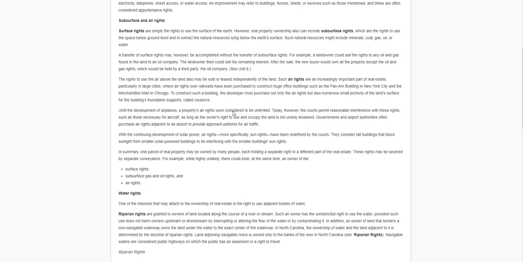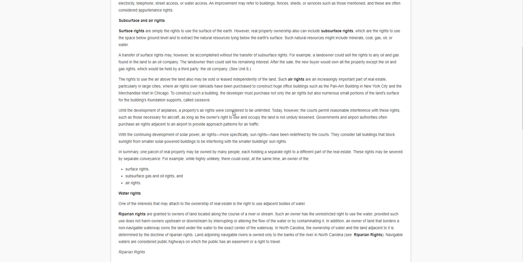So surface rights are simply the rights to use the surface of the earth. However, real property ownership also includes the subsurface rights. Those are the rights to use the space under the land below ground level, using that to extract natural resources lying below the earth's surface. Coal, gas, oil, water, any of those minerals are subsurface rights. Transfer of those rights may, however, be accomplished without the transfer of subsurface rights.